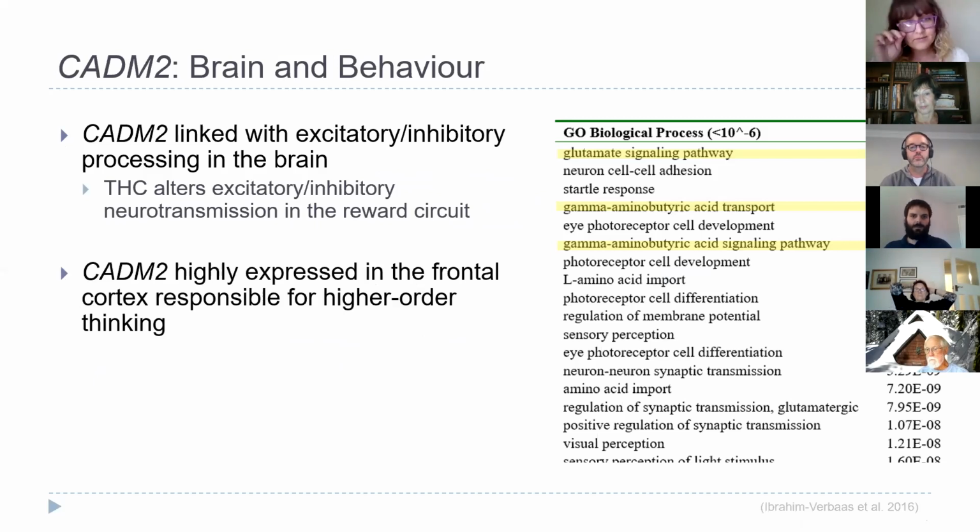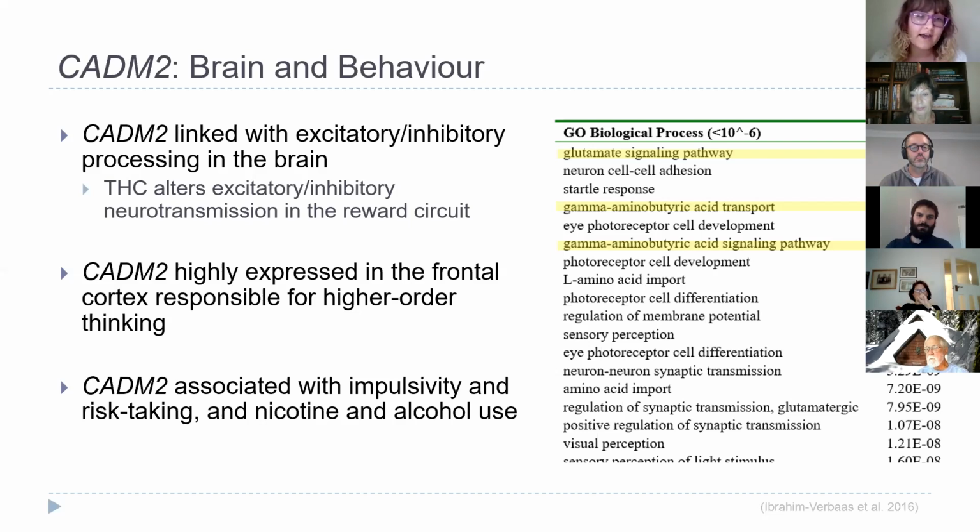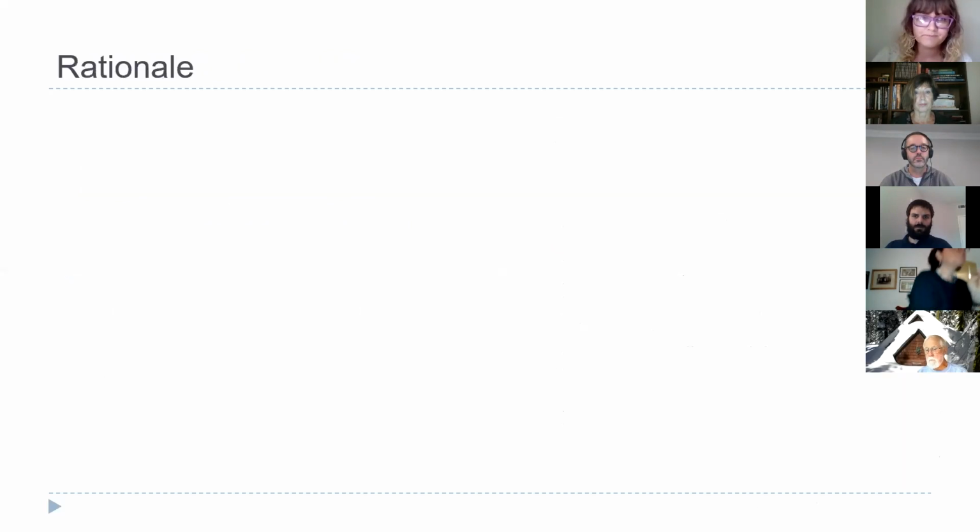On top of this, CADM2 is highly expressed within the frontal cortex of the brain, this region being responsible for higher order thinking and function, which may explain in part why CADM2 is associated with phenotypes such as impulsivity and risk-taking, alongside its association with drug use, including cannabis, nicotine, and alcohol use.